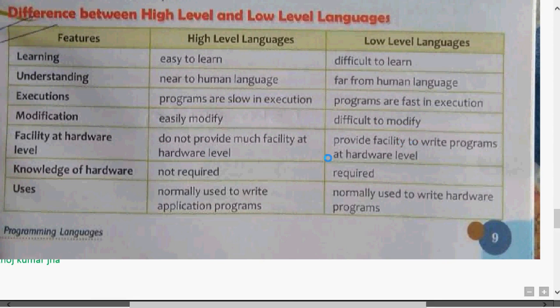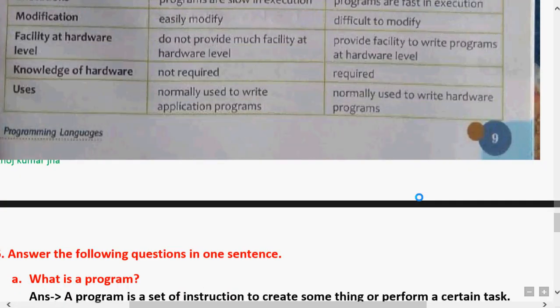If we talk about the knowledge of hardware, then to learn high level programming language there is no need of hardware knowledge. But in low level programming language we need hardware knowledge. Without hardware knowledge we can't do low level programming. If we talk about the uses, high level language is normally used to write application programs, and low level language is used for hardware level programs. So these are the main differences between high level and low level programming language.